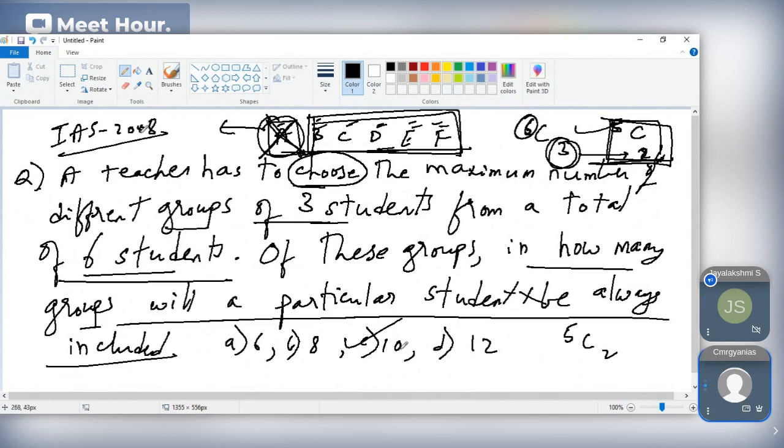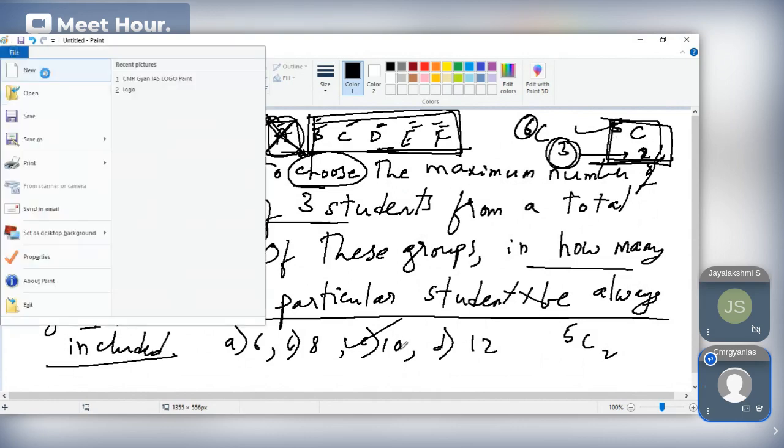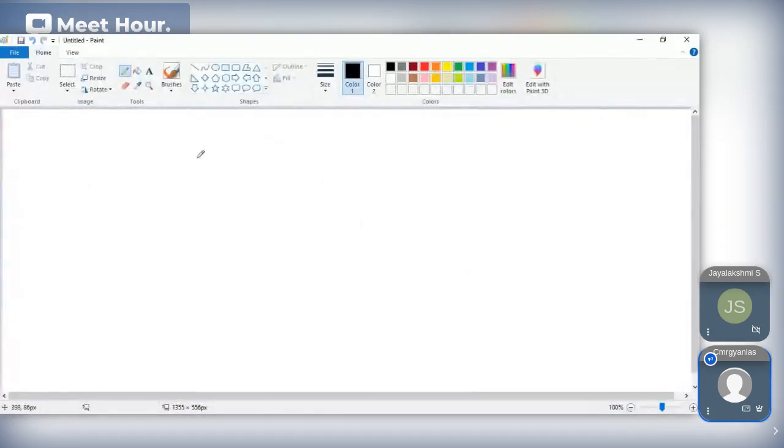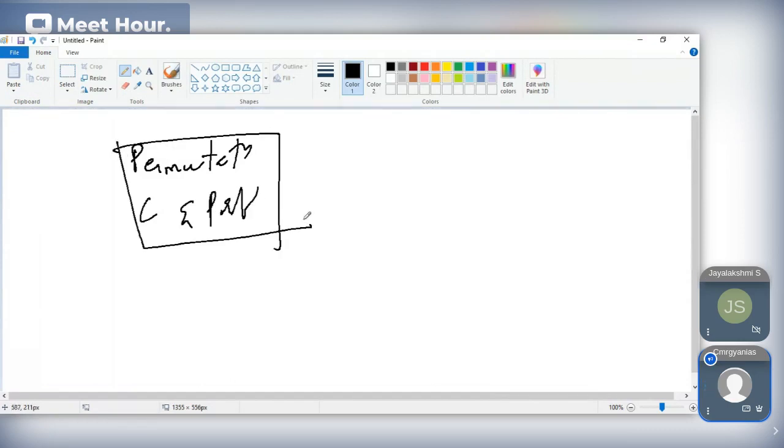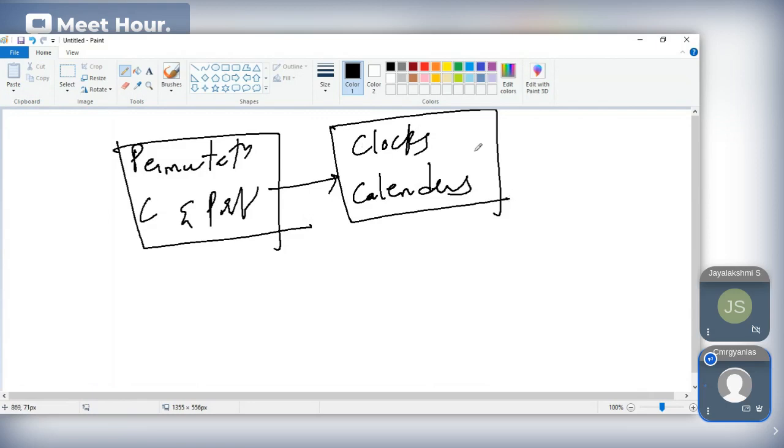Okay, so I've done all the different types: permutation, combination and probability. You need to practice these questions and the formulas. Tomorrow I'm planning to do two chapters, one on clocks and the other on calendars. These two chapters I will do tomorrow.